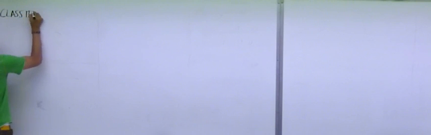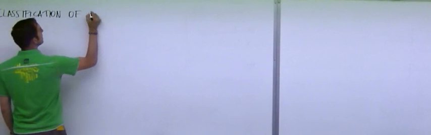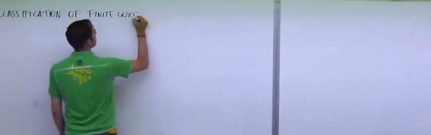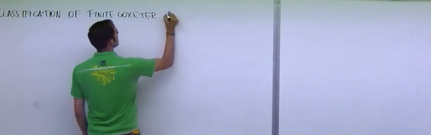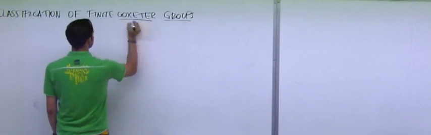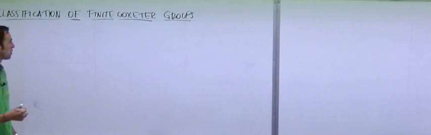So we're ready for this classification of finite Coxeter groups. We're going to see what all the finite Coxeter groups are. We're going to prove that there aren't any other ones.